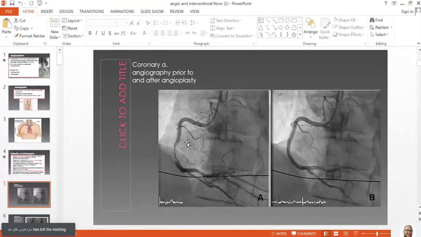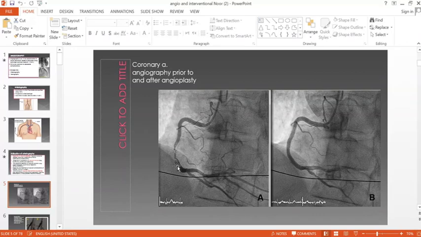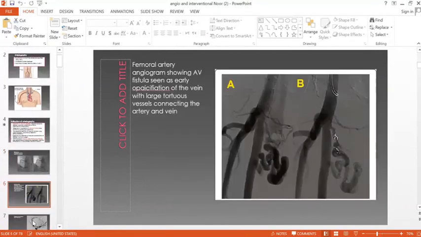So this is the role of angiography in the diagnosis of vascular disease. This is a coronary angiography, and the catheter is inserted in the coronary artery. You notice here the stenosis, the high-grade stenosis of the vessel. And this is a post-interventional, post-angioplasty run of contrast, and you notice here that the vessel has returned to its normal diameter. So this is its role in the diagnosis of vascular disease and in the assessment of the treatment.